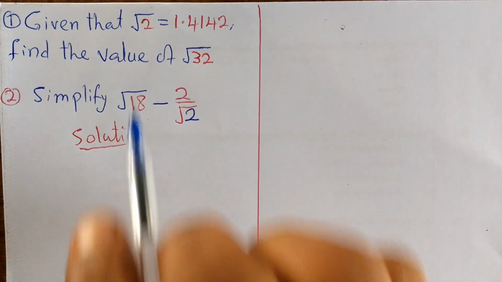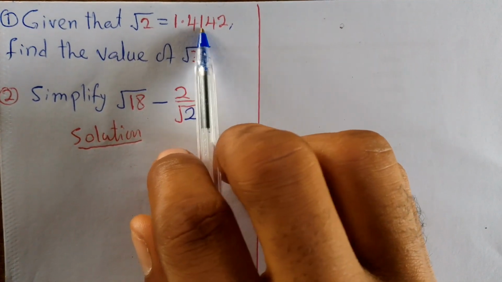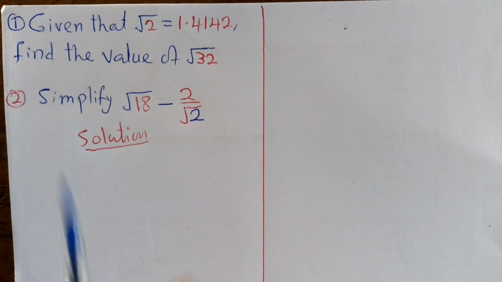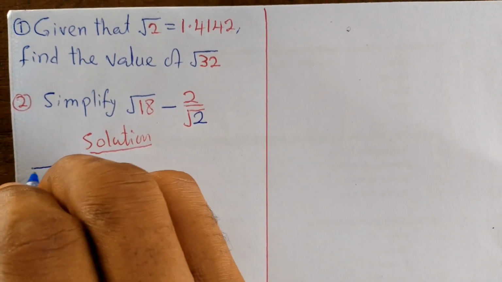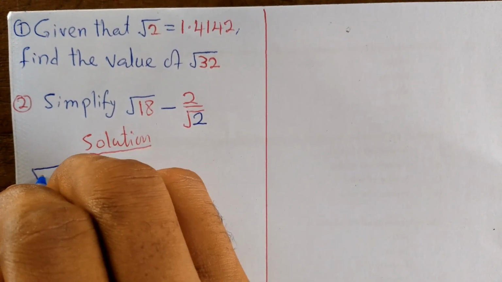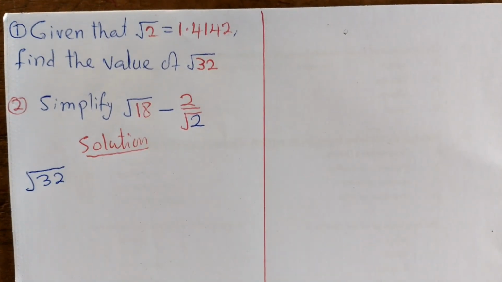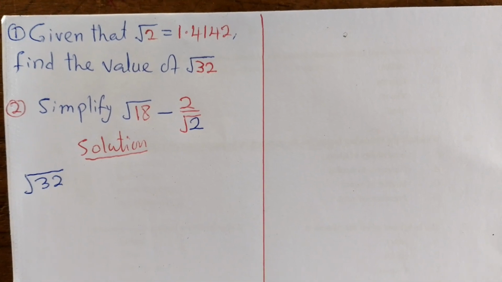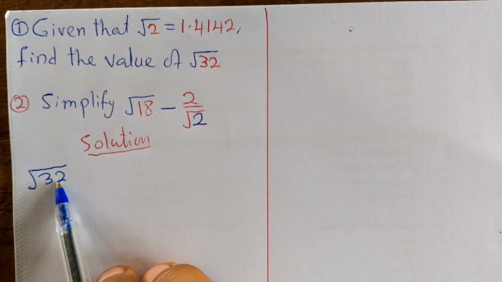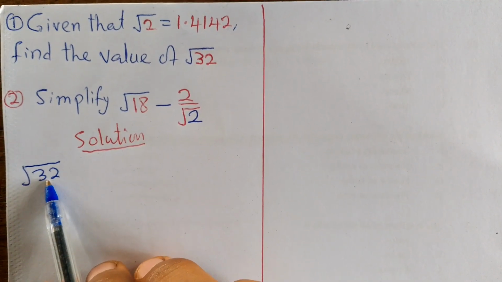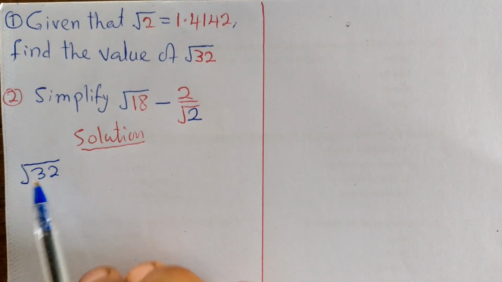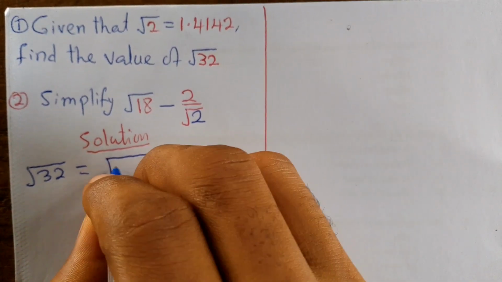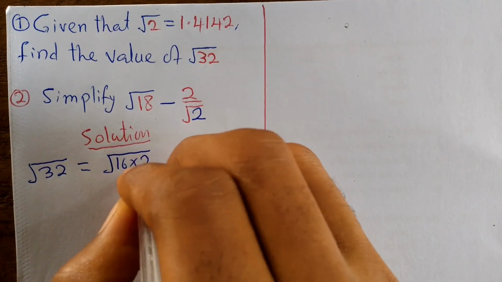They say given that root 2 is 1.4142, and then we have to find the value of root 32. So I have to work on the root 32. Now, to work on the root 32, I need to look for a perfect square number which, when I multiply it with a certain number, I'll get 32. And that perfect square number is 16. So it becomes the root of 16 times 2.